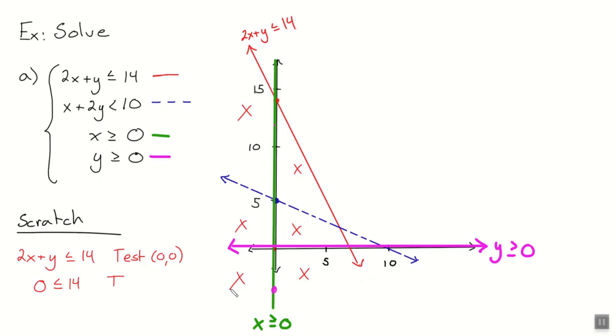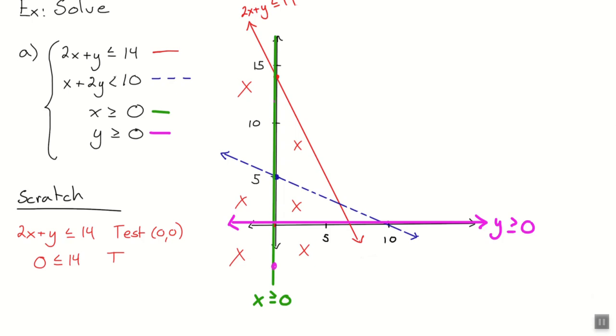Did I miss any regions on this side of the red line just now? I don't think so. Okay. What point should I test the blue line with? (0, 0). Love it. That's a good idea. So we have x plus 2y is less than 10. And if I plug in 0, I get 0 is less than 10. True or false? True.